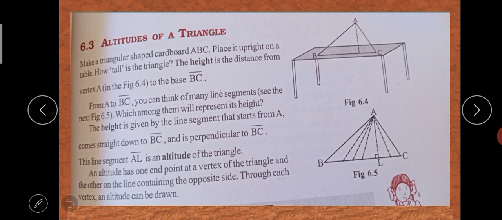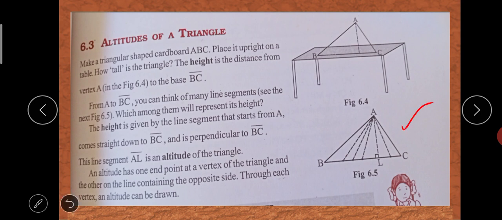Next, about the altitudes of a triangle. Look here, a triangular shaped cardboard, named ABC. Now place it upright on a table. How tall is the triangle? The height is the distance from the vertex A, shown in figure 6.4, to the base BC. So BC is the base here and A is the vertex. From A to BC, you can think of many line segments.